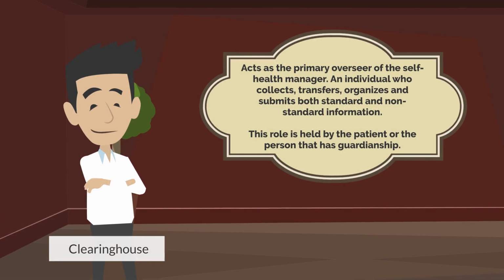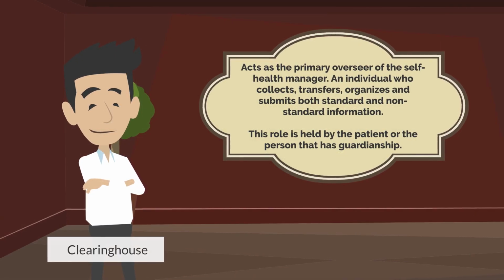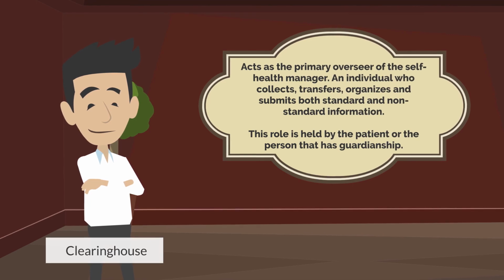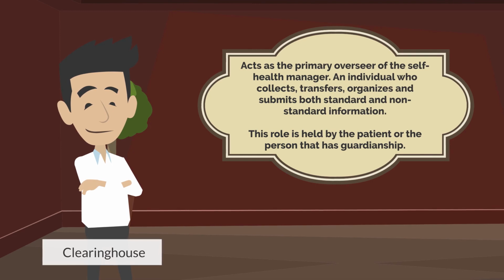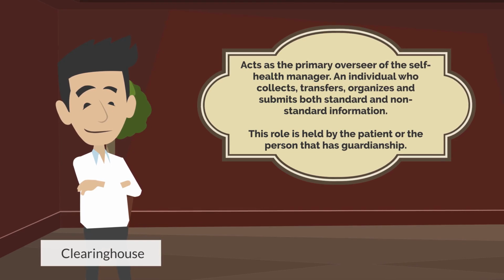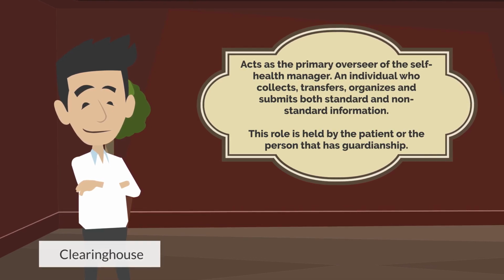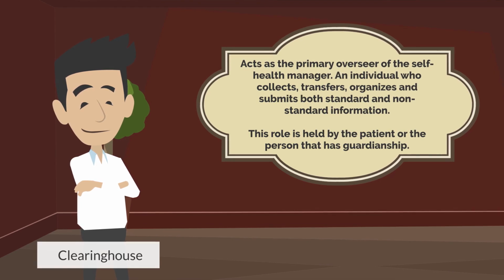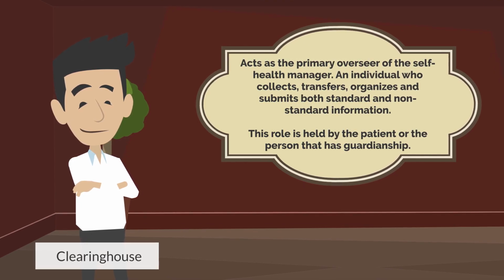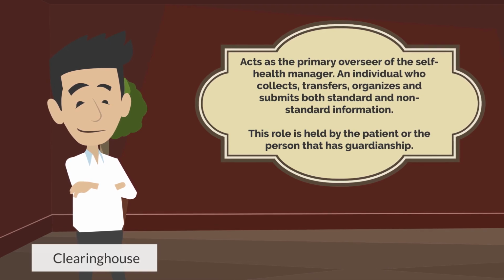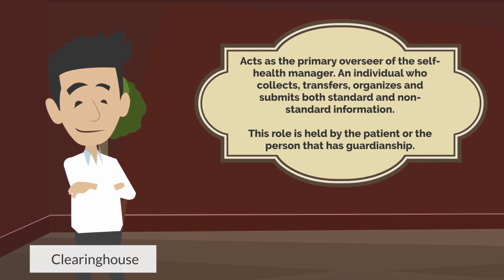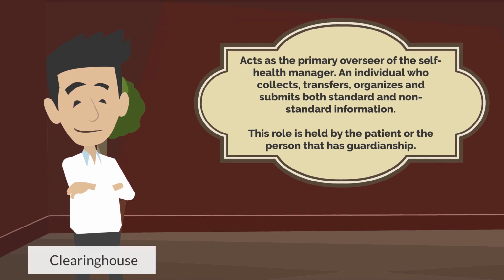The clearinghouse is the contributor who may or may not have the lion's share of treatment participation, but nevertheless is considered your team's leader and the primary overseer of the Patient Better program. This individual collects, transfers, organizes, and submits both standard and non-standard information. The clearinghouse could be either the patient or the person that has guardianship, or both.